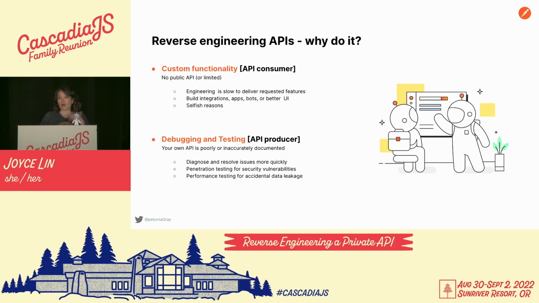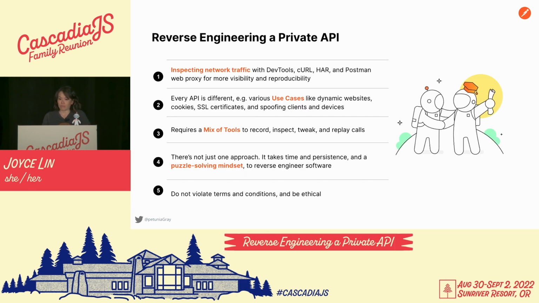Okay, so key takeaways. We talked about why reverse engineer an API. It's going to be different if you're an API consumer or an API producer, but there are legitimate reasons for both, and there are kind of illegitimate reasons for both too. And we took a look at dev tools, curl, HAR files, web proxies, lots of different types of tools. We looked at a Chrome extension too. There are so many different formats and tools you might be using because there are so many different use cases, and every API is going to be different.